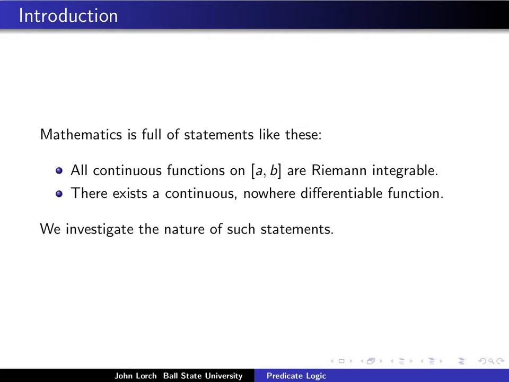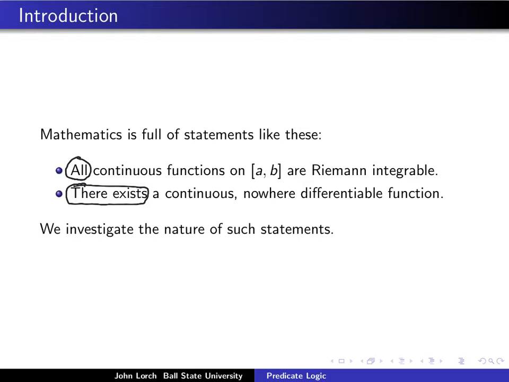What I really want you to pay attention to in the first statement is the word all. So the first statement is a statement about every one of something. In this case, we're talking about every continuous function on a closed interval. The second statement has to do with the existence of something. So these two words, there exists, are important. That means we're looking for at least one of something. In this case, we're looking for at least one continuous nowhere differentiable function.